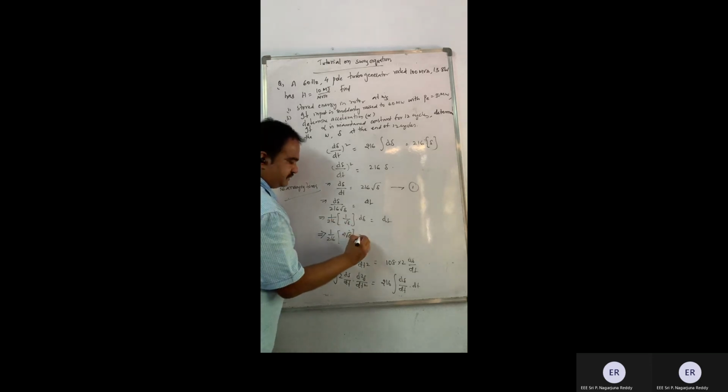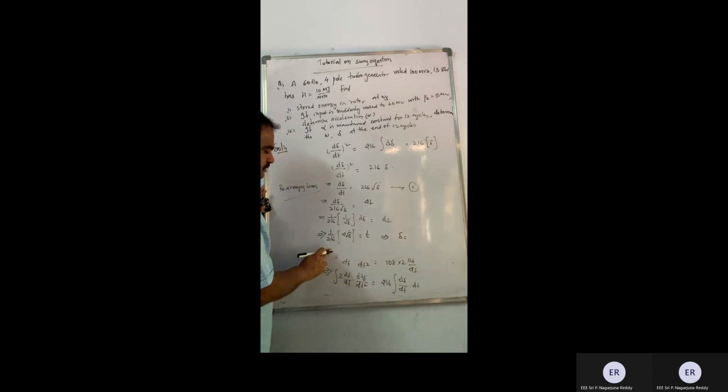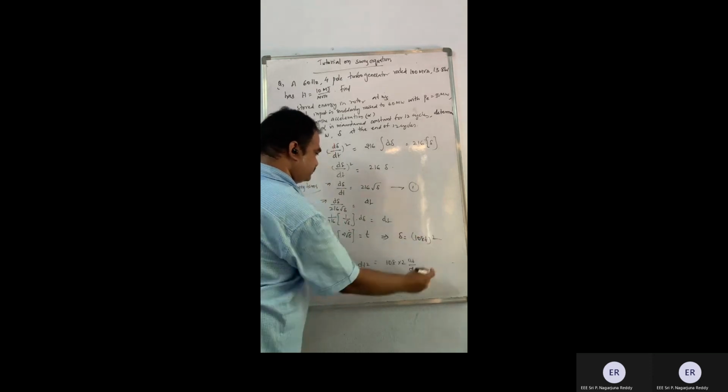What is the integral of 1 by root delta? It is 2 root delta. This is the integral of 1 by root delta, isn't it? What is the integral of dt? It is t. So what will this become? Delta is equal to, this is 108. So this will become 108 t volts, isn't it? So this is the expression for delta.